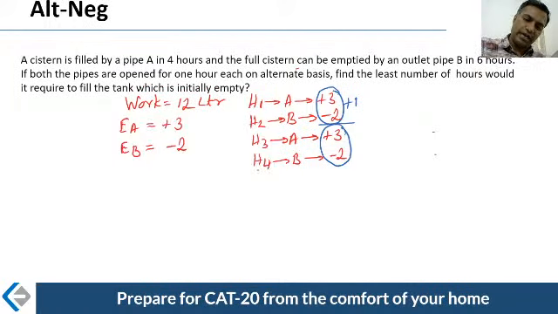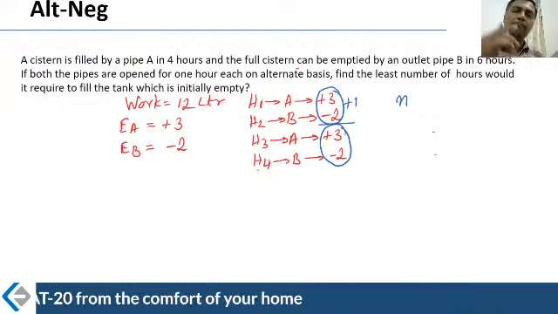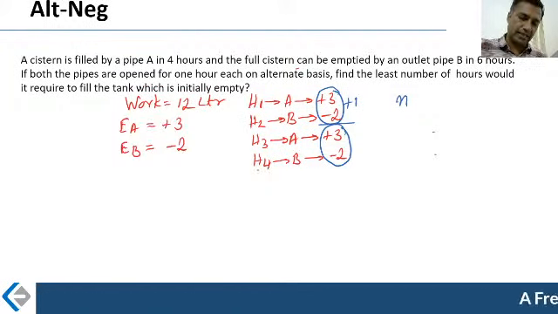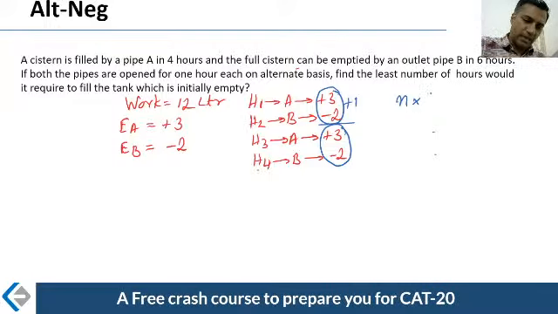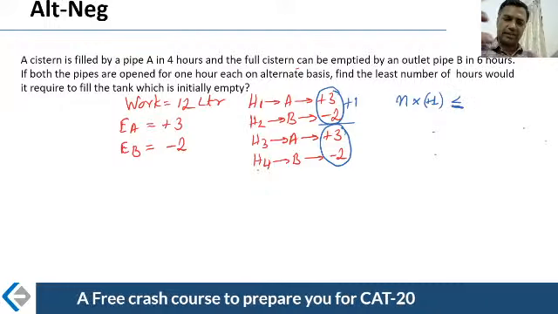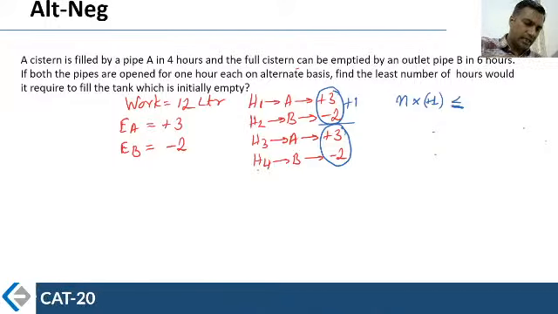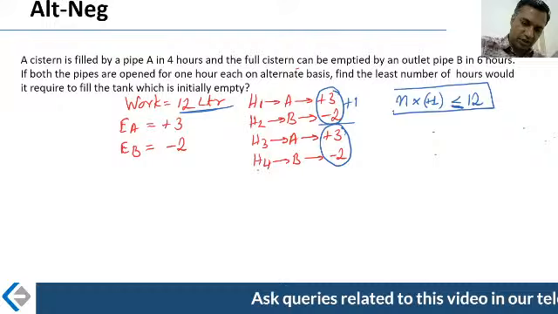Now listen to me carefully. N is the number of pairs of hours, a couple of hours. N into the net amount of water getting filled, which is 1. N into 1 should be less than or equal to the capacity 12, precisely the way I taught you to write.